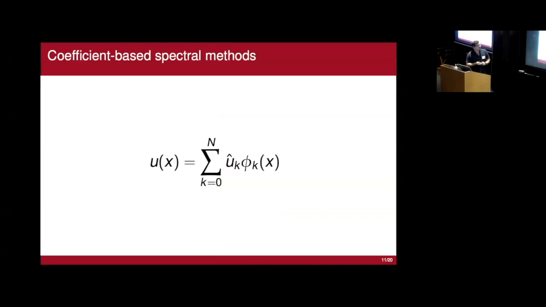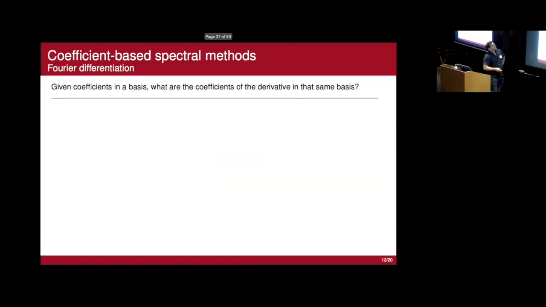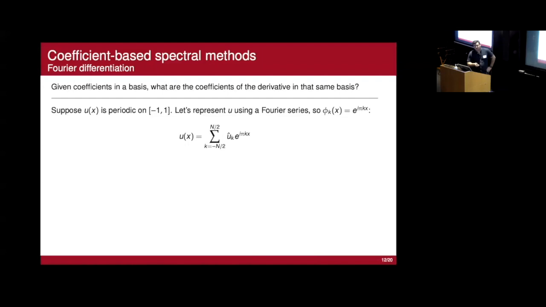Coefficient-based methods now are going to take a different approach. I'm going to represent my function as an orthogonal polynomial expansion, phi k times u hats. And I'm going to ask the same question. Given coefficients in this expansion, in the basis, what are the coefficients of the derivative in that same expansion? So let's start with an easy case.